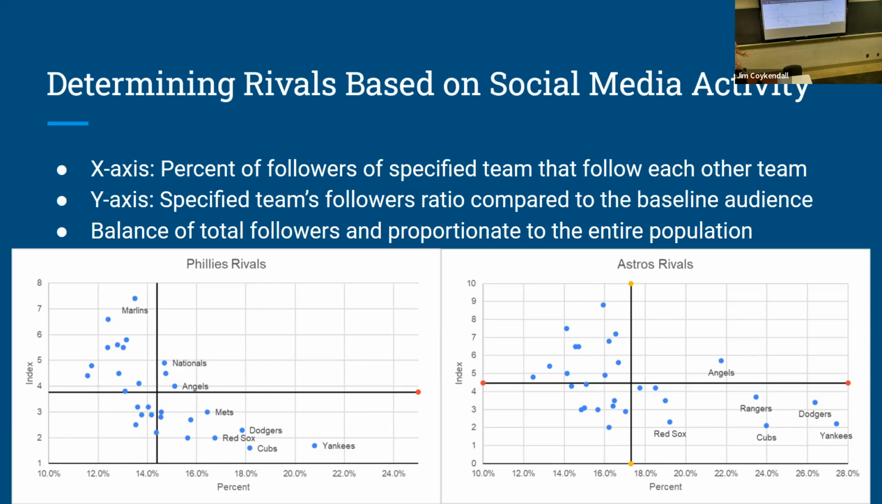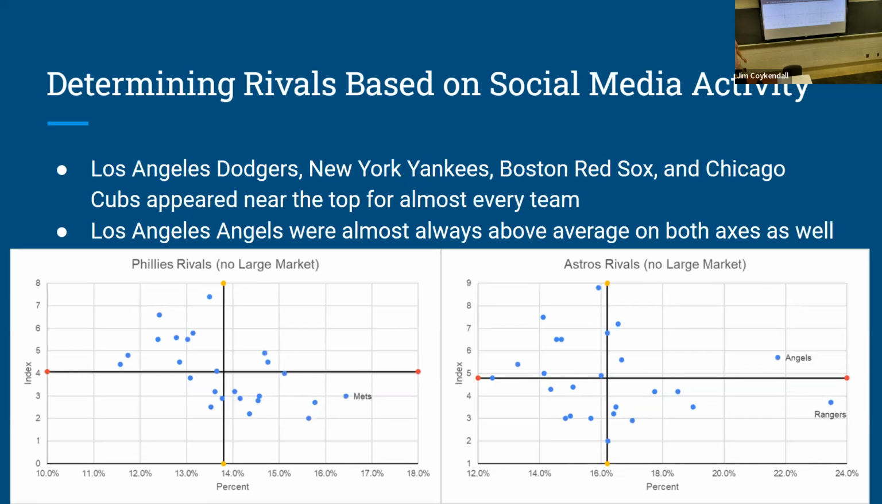So as a result, I had to make some changes. I decided to remove those four teams and plot them again. So we're going to take them out of the data set and get rid of the large market teams, and that way we'll be able to see some more rivals that might appear.